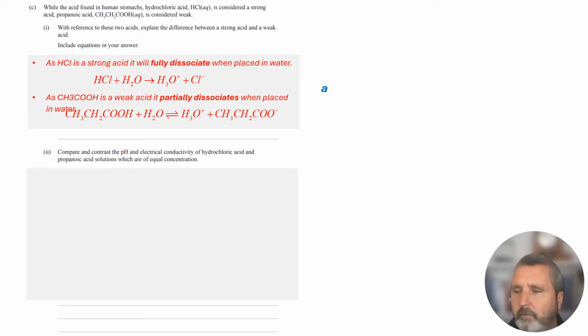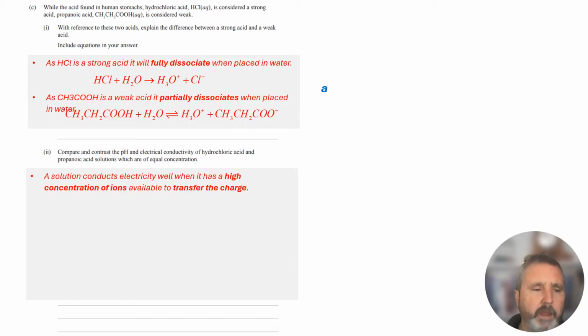So this is just an achieved question here, and they're looking for either the equations are correct or you've said fully and partially dissociate correctly for the strong and the weak acids. Now we need to compare and contrast the pH and the conductivity of these two acids, which they say are equal concentrations. When a solution conducts electricity, it means it has a high concentration of ions, because the ions are what transfer the charge from one electrode to another. I'm just putting that statement in so we're clear about that for a start.